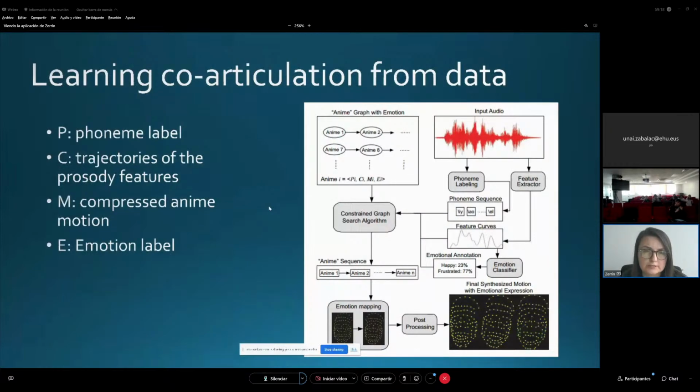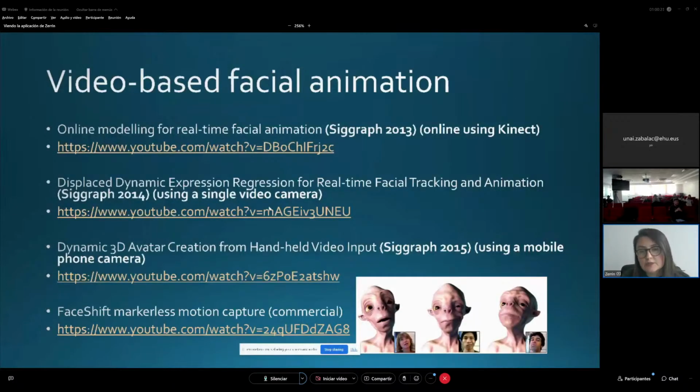If you look at a little bit more detail, the animation graph is composed of different items, such as the phoneme label, trajectories of the prosodic features, compressed actual motion itself, and the emotion label. Based on these four different items, an animation graph was created. And then there is a constraint graph search algorithm to find the best path by minimizing certain conditions, for example, smoothness of the curves. They were also analyzing the emotional annotation from the input audio, just like an emotion classifier, and feeding this also into the constraint graph search algorithm to pick the best sequence of animations using a motion capture data set. So it was done this way in the early days.